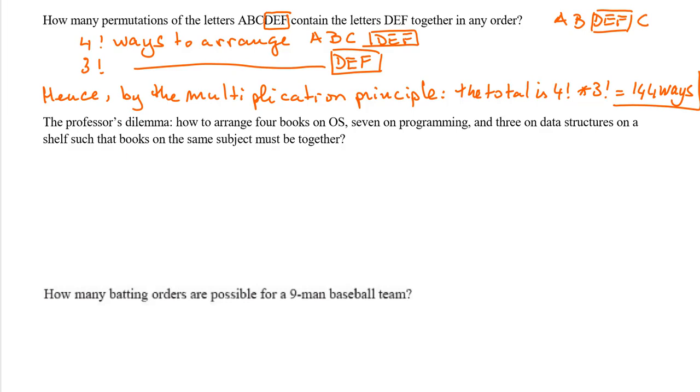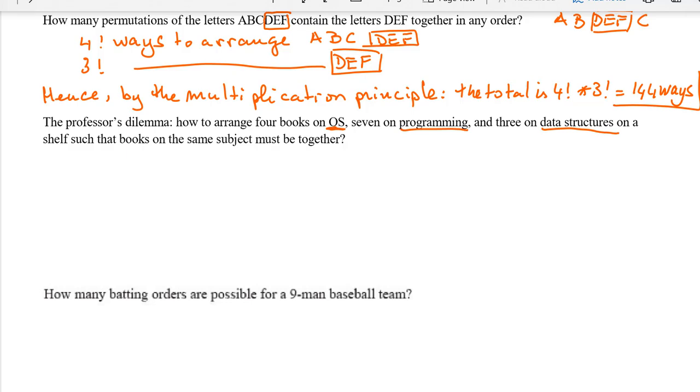So with these kinds of examples, it's good to picture it. See what's going on, and then whatever you need to permute or arrange, you could do that. Here is another example, kind of similar. So we have the professor's dilemma of how to arrange books. He has 4 books on operating systems, OS, and 7 books on programming, and he has 3 books on data structures, on a shelf, such that books on the same subject must be together.